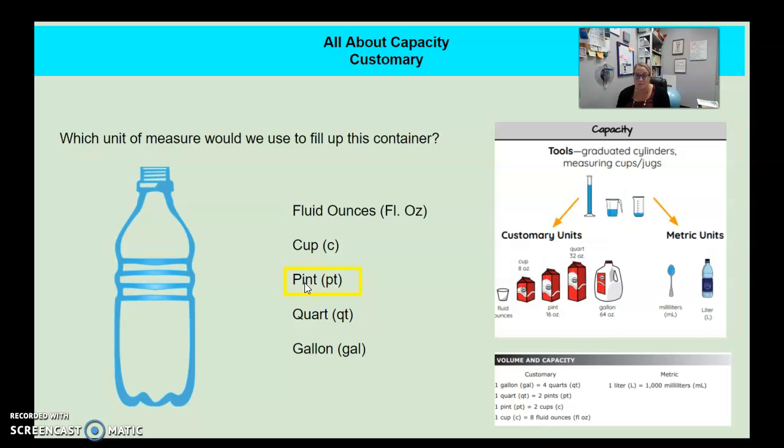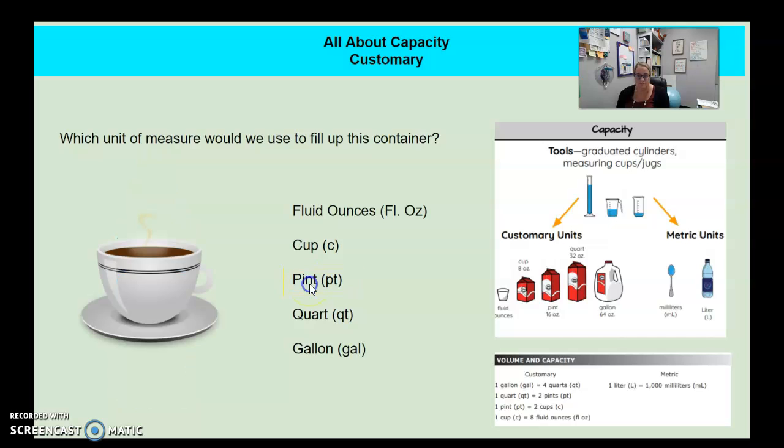Now sometimes whenever you actually see a water bottle, if you look at the label, it's not going to say pint or cup. It'll actually say fluid ounces because that's how they want to be super precise. They want it to have a certain amount in it. But if I'm just filling it up for me and not for the company, I'm probably going to use a pint because it holds more water or more liquid.